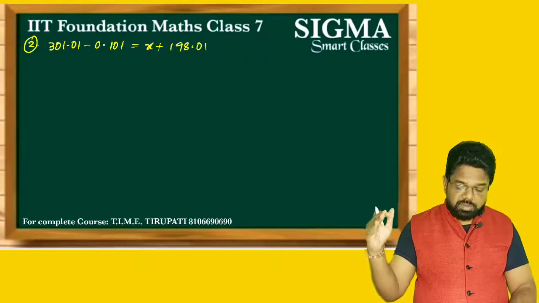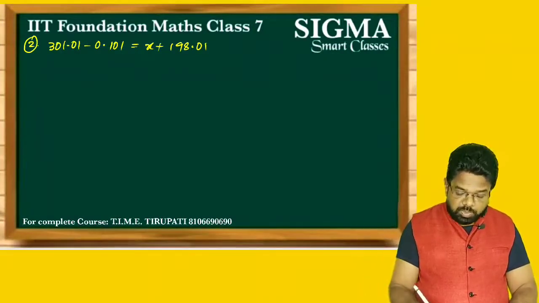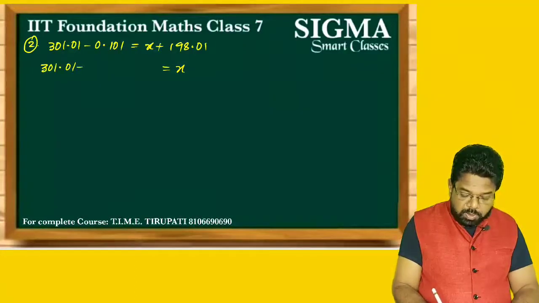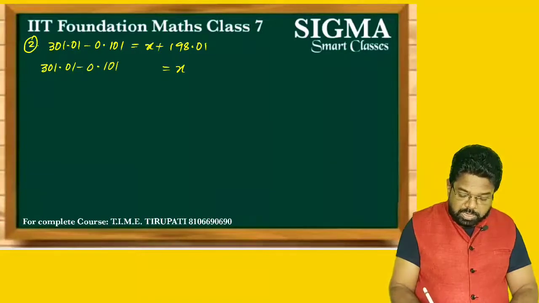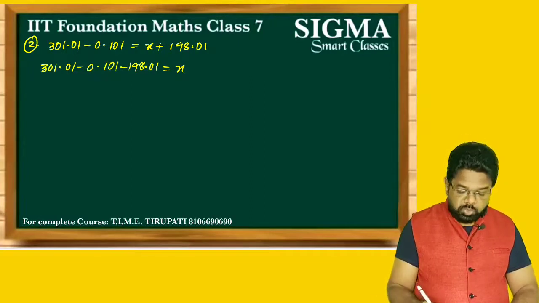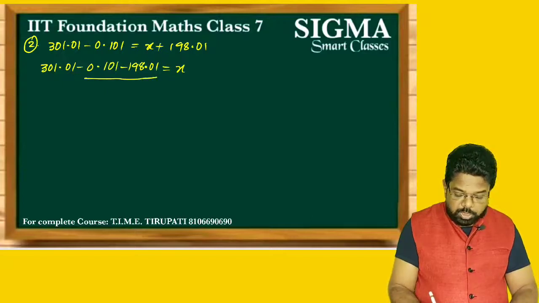On the right side of the equal sign, x is there, put x as it is. Now take this plus 198 to this side. Okay, now the remaining value is 301.01 minus 0.101. Take this plus 198 to this side as minus 198.01, which is equal to x. Okay, you have to simplify this. Two negative values are there.